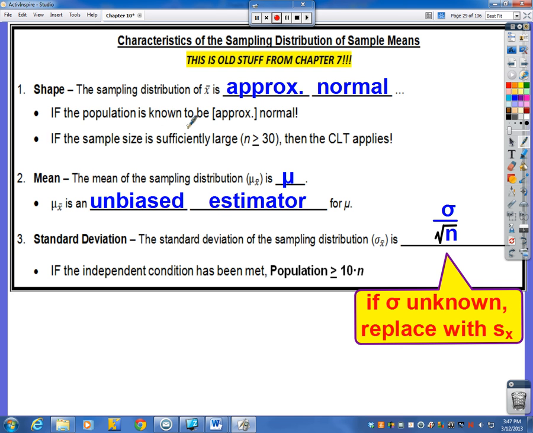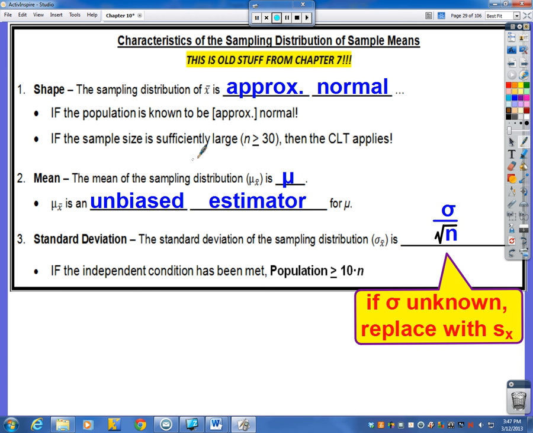Number one, if the population is already known to be normal, then we're good. That's the only condition we have to check. If our sample size is 30 or more, then we can use the central limit theorem. What happens if we have a small sample size? Then we have to graph our data and see if the box plot shows any outliers or strong skewness.